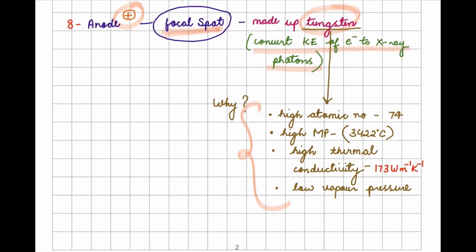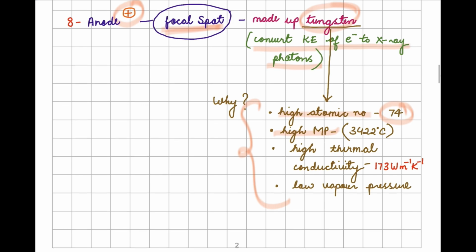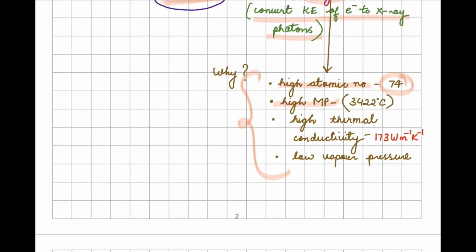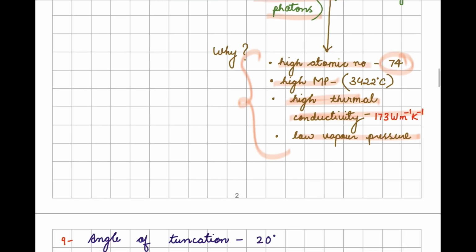So the question is, why do we use focal spot made up of tungsten only? Why not any other material? So we use tungsten because of the following characteristics. That is, it has a high atomic number, that is 74. It has a high melting point, that is 3422 degrees Celsius. So it has high thermal conductivity and low vapor pressure. Okay.